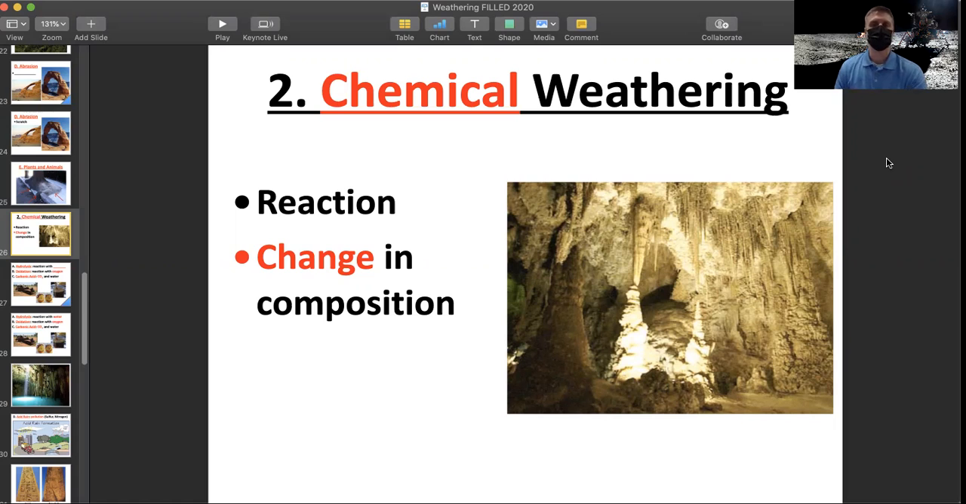Chemical weathering is the opposite. Chemical weathering, there is a change in composition. The minerals that make up the rock are different. They're changed. They've been exposed to a chemical of some sort. There's a chemical reaction that's taken place, and now the rock is different. So that's chemical weathering. It breaks down the rock, and then that can be eroded and carried away and move someplace else.